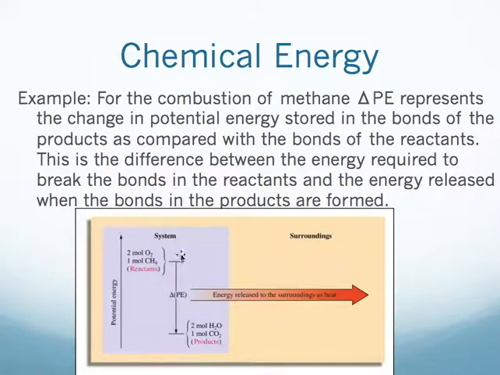I know I've shown this to you once before, but as an example, methane and O2 in combustion as reactants have lots of potential energy, and as products, CO2 and water. This change in potential energy is what goes out to the surroundings and becomes kinetic energy and heat.